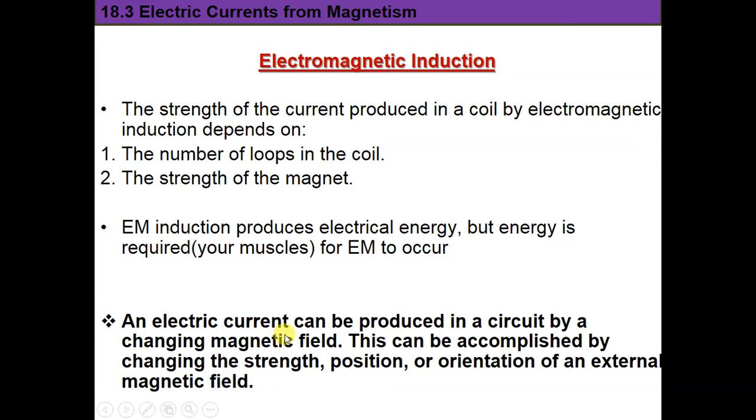So an electric current can be produced in a circuit by a changing magnetic field. This is only one sentence, but you have to understand it deeply. How can this be accomplished? By changing the strength, position, or orientation of the external magnetic field. It means, for example, moving a magnet in and out, like this, you are changing the position of the magnet. Or using a stronger magnet and moving it in and out, or turning a loop, or moving the loop. You have all the details in the previous slides.